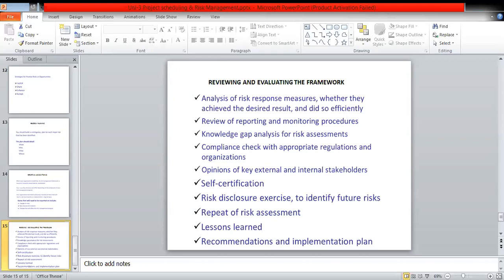So compliance check with appropriate regulations and organizations. Yes, because compliance is important, and all compliance is on a very particular basis and very report basis. That is important. Now the opinions of key external and internal stakeholders. A lot of stakeholders are there. They check everything, what kind of work you have completed and all.